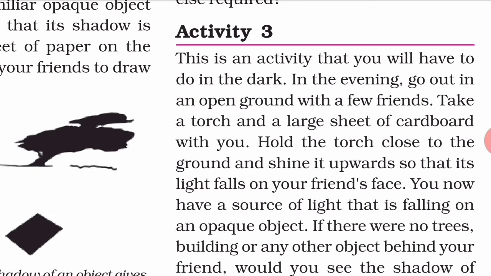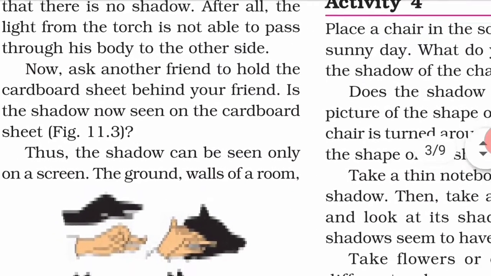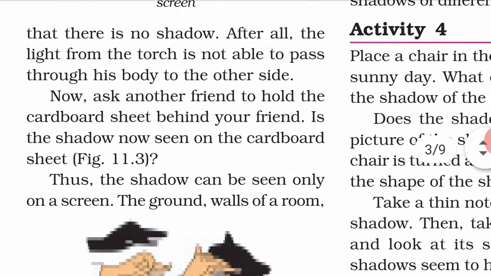What does that mean? That means we need a source of light, we need an opaque object, and we need a screen to see it. Three things are required for a shadow. One is the source of light, one is the opaque object, and third is the screen.